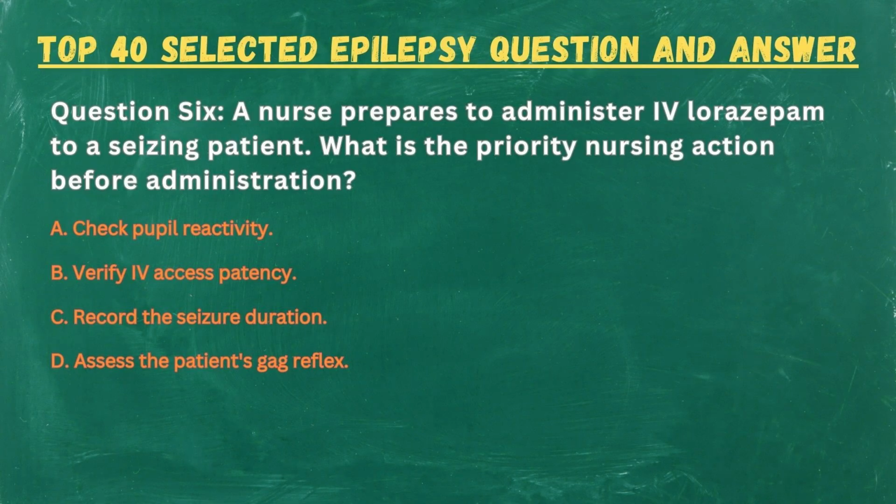Answer. C. Placing suction setup at bedside. Question 6. A nurse prepares to administer lorazepam to a seizing patient. What is the priority nursing action before administration? A. Check pupil reactivity. B. Verify IV access patency. C. Record the seizure duration. D. Assess the patient's gag reflex. Answer. B. Verify IV access patency.